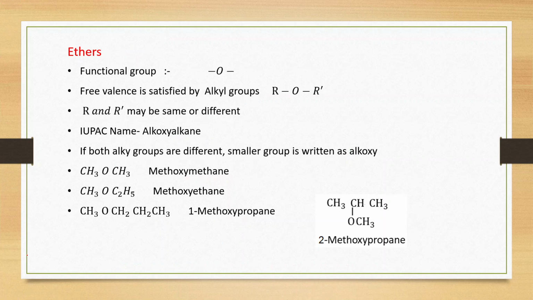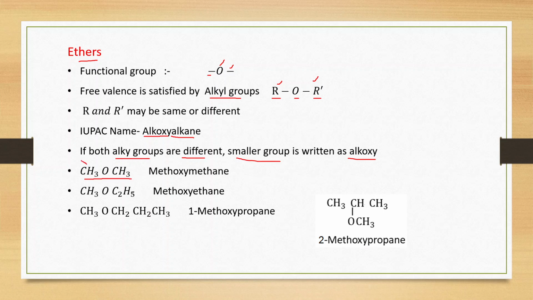First come to the ethers. This is free valency, then oxygen, free valency. Free valency is satisfied by alkyl group, so we can say this is R, O, R dash. Now these R and R dash may be same or may be different. So its name is alkoxy alkane. If both alkyl groups are different, then the smaller group is written as alkoxy. See the example.